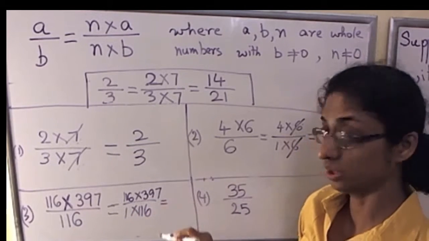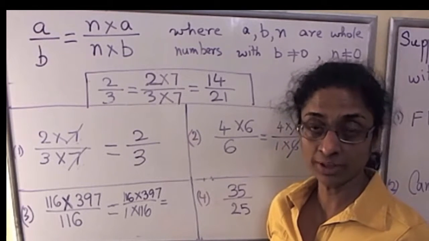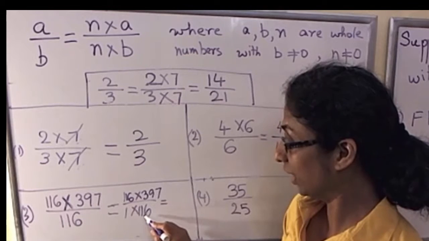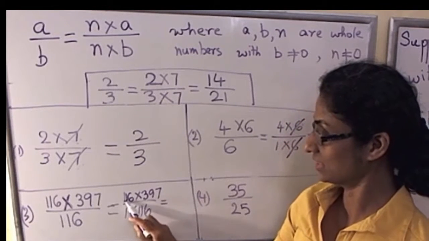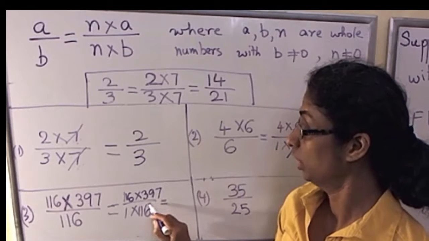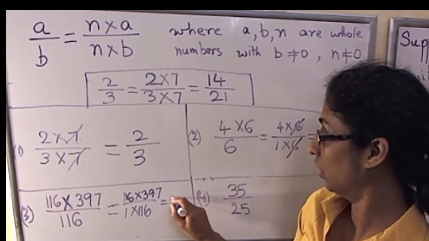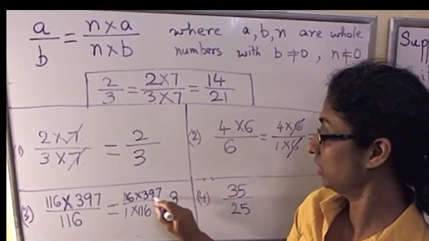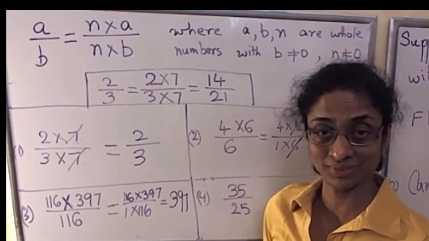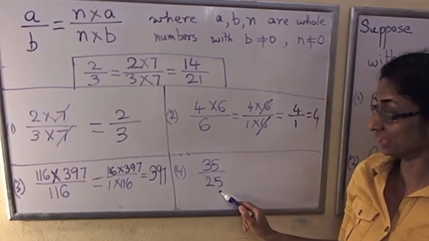If you wish, you can do that, you can include this 1 times, but when you do more problems, you won't need to do that. And now you can really see 116 is a factor of the numerator, 116 is a factor of the denominator. We can cancel it out, put a line if you want or not, and then all you'll be left with is 397 over 1, which we can write as 397. Now let's look at number 4, 35 over 25.